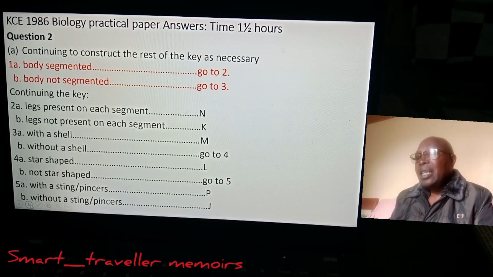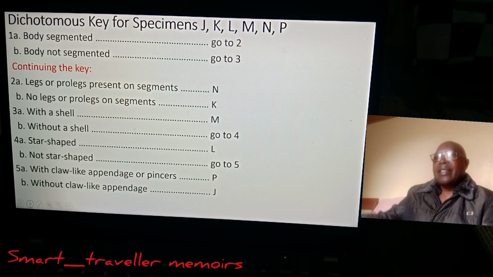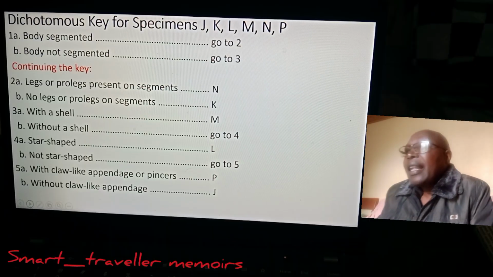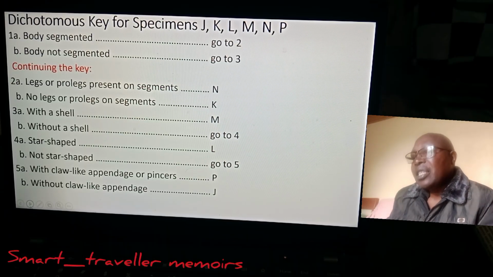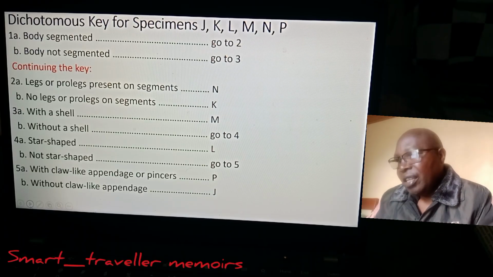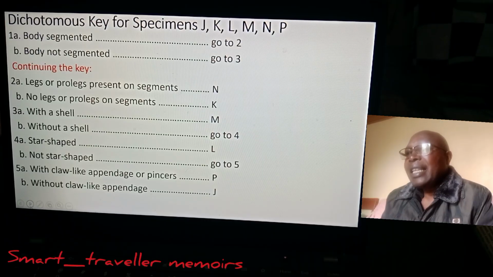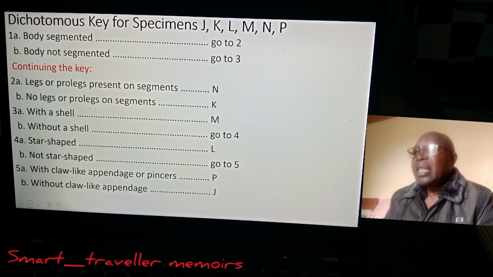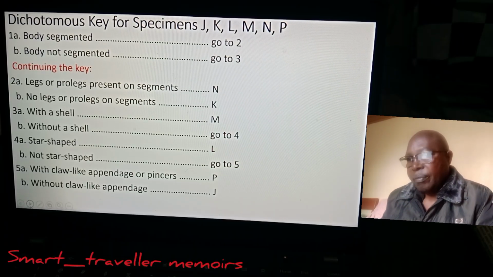Remember, a dichotomous key is where you identify animals by looking at their contrasting characteristics. I also discovered that you could have used a slight difference to the original key given by the examination body. And we start just the way we did. You are given 1A and 1B: body segmented, you go to 2, and body not segmented, you go to 3.